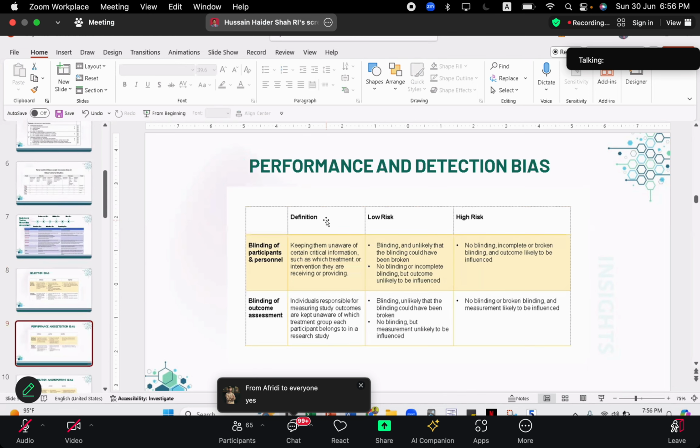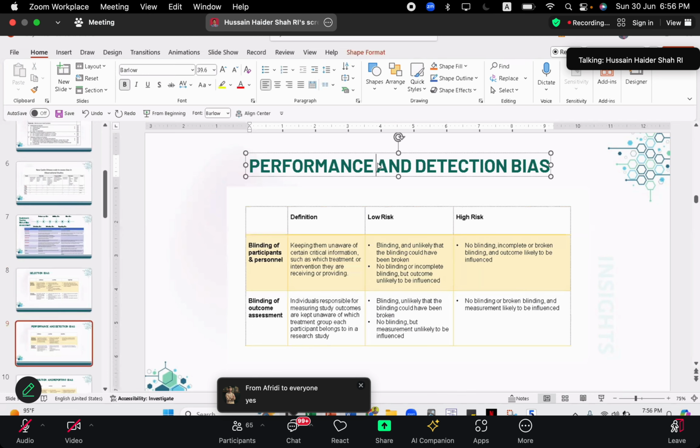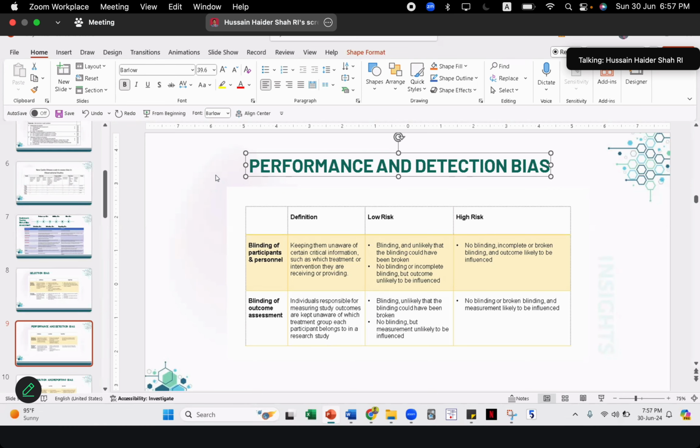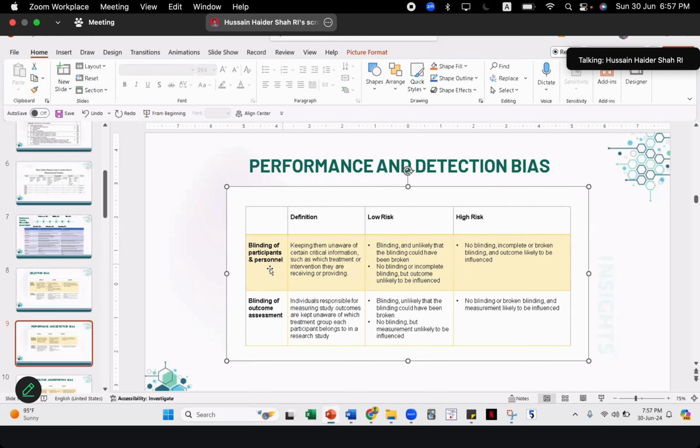Now, performance and detection bias. These also come under one heading. High risk of bias means high bias, high uncertainty. Low risk of bias means low risk, low uncertainty, good evidence. Whenever the bias is increasing, the evidence is decreasing. Now in the performance and detection bias, this step is for blinding of participants and personnel. Have you made sure that the participants are blinded? Have you made sure that the researchers are blinded?